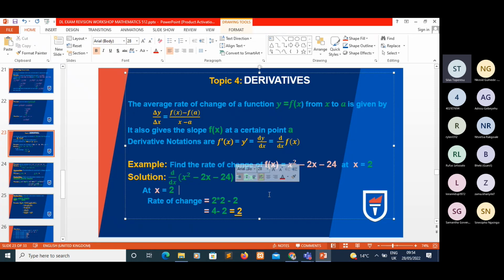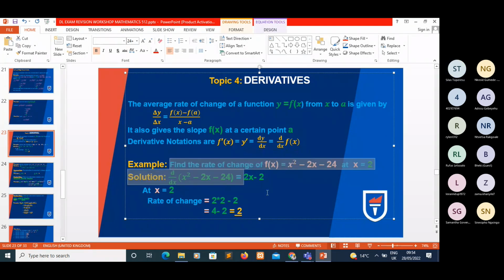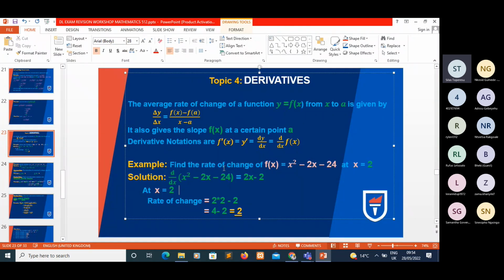So what do we mean when we say differentiate? Sometimes you can find a slope using differentiation, or find what we call the rate of change. The example I have here says find the rate of change of fx is equal to x squared minus 2x minus 24 at x is equal to 2. When you are finding the rate of change, it simply means you have to differentiate this function, and after you differentiate, you substitute x with 2 to find the actual value of the rate of change.